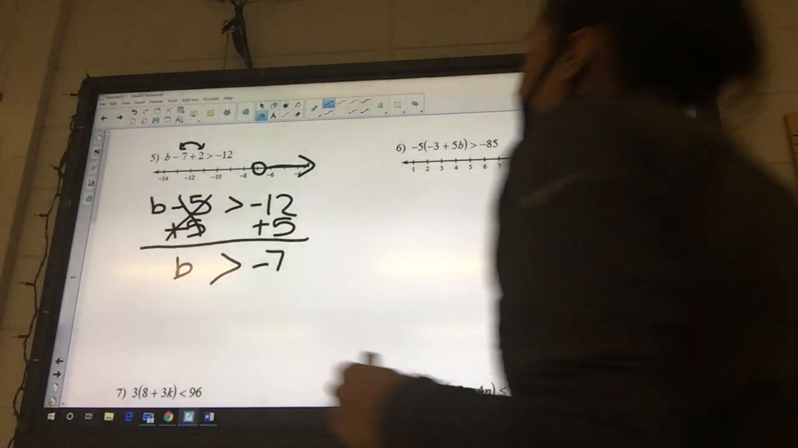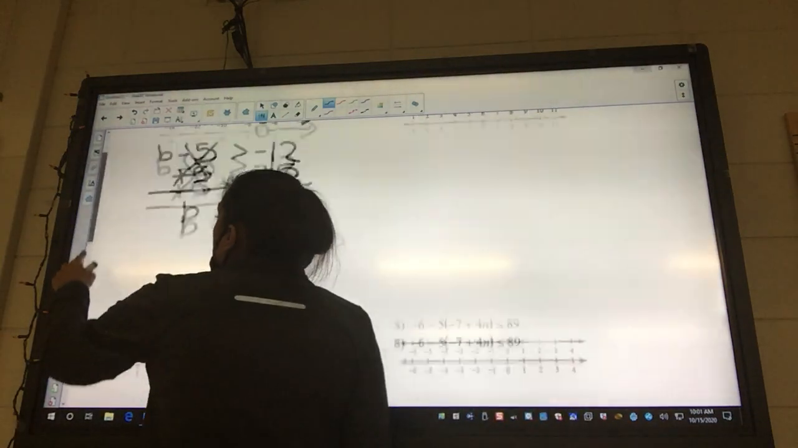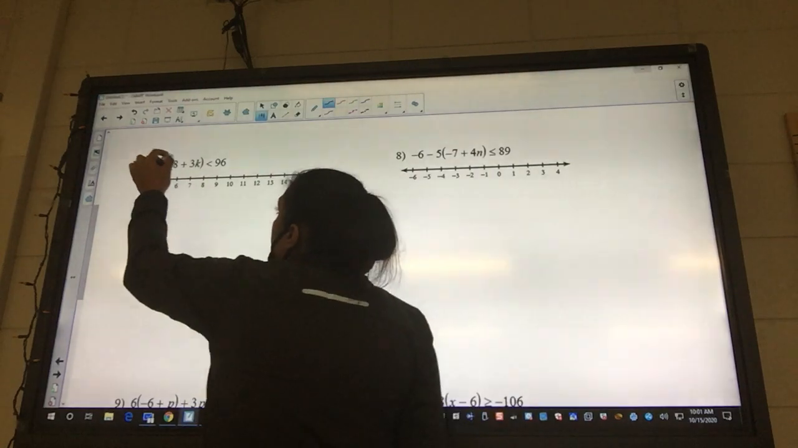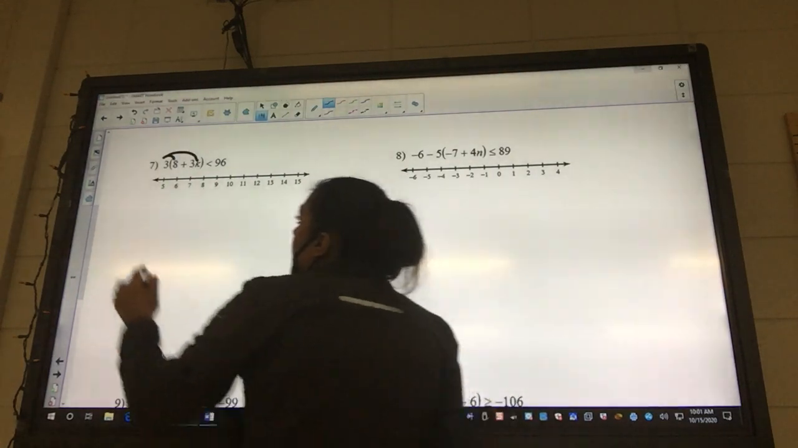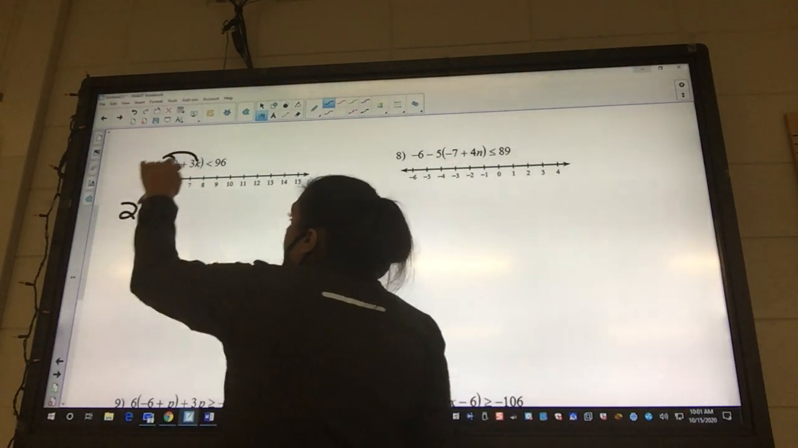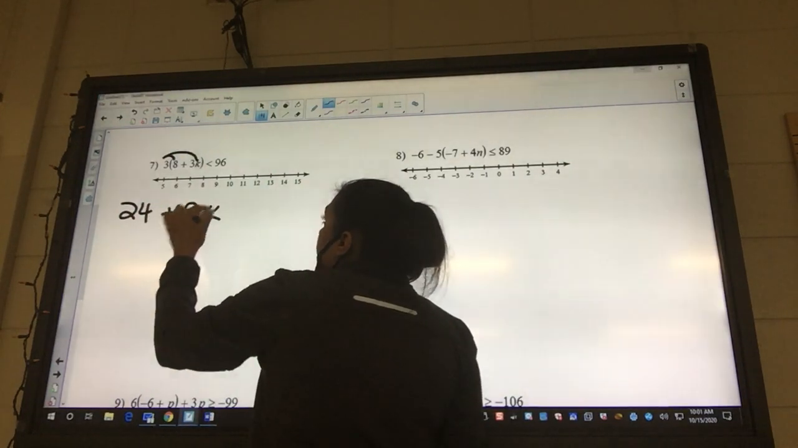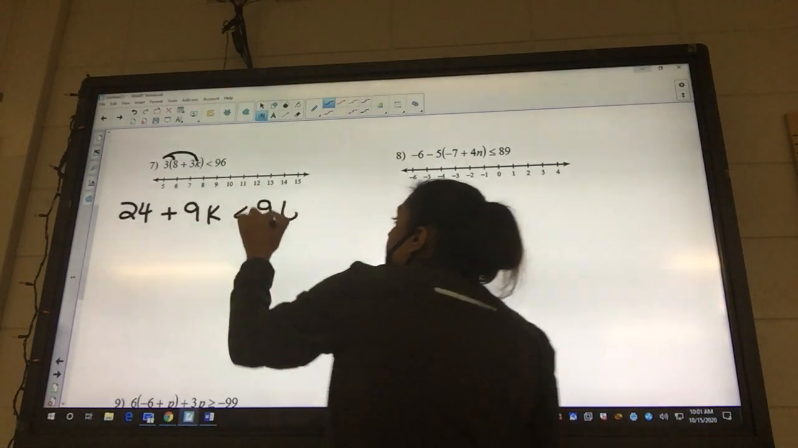Okay, look at 7. Yes, you have to distribute. Okay, we need to distribute. So you're going to get 24. 8 times 3 is 24. 3 times 3 is going to be 9k. It's less than 96.